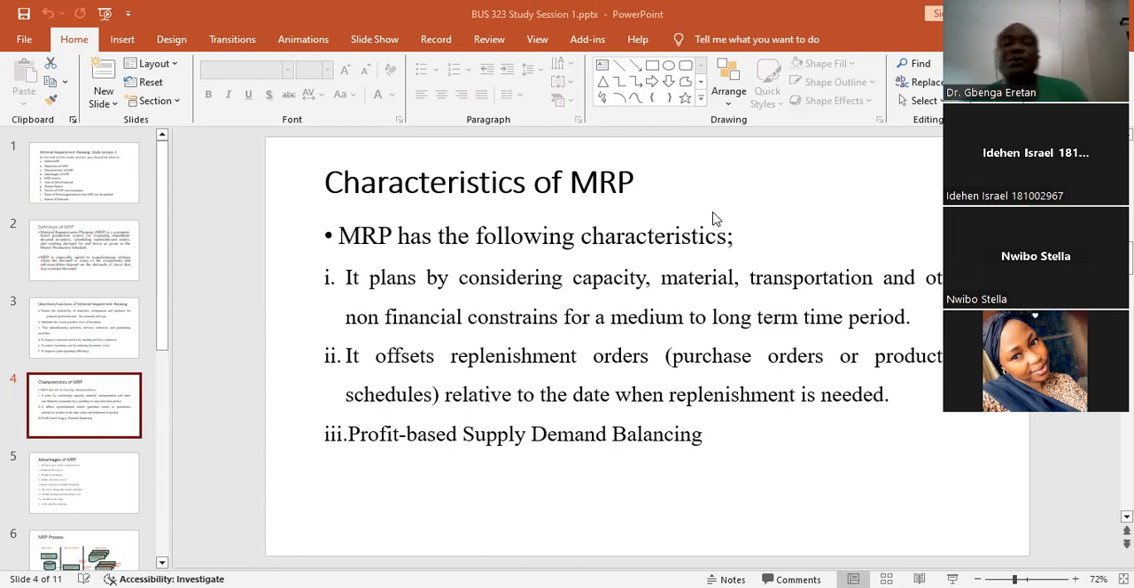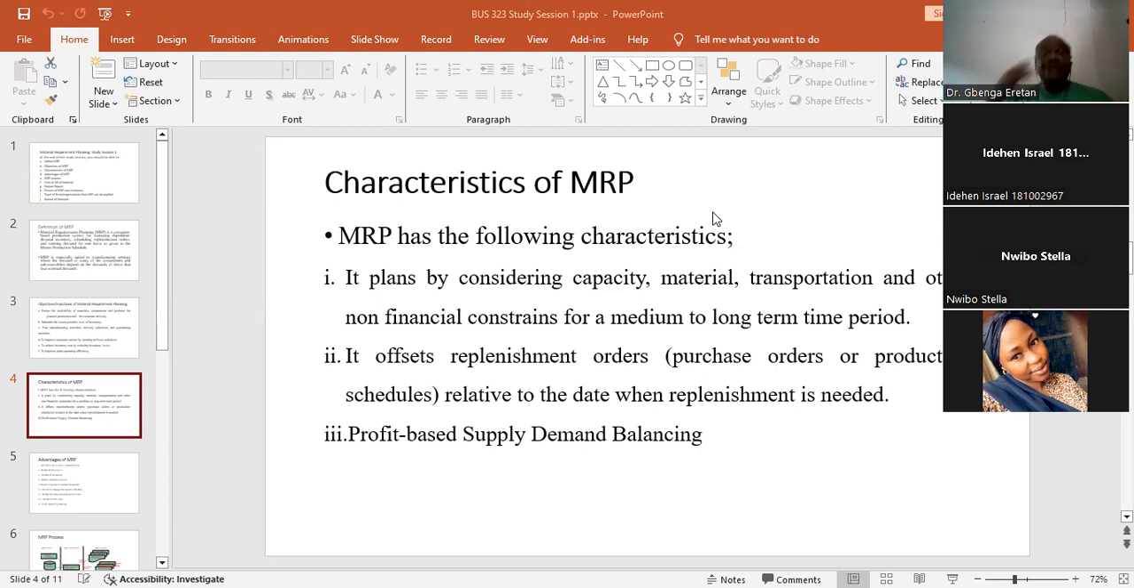It will also help you maintain the minimum level of stock without unnecessarily stocking your warehouse with excess goods, thereby tying down the capital that would have been used in carrying out other productive activities. And number 3 characteristic is profit-based supply-demand balancing.